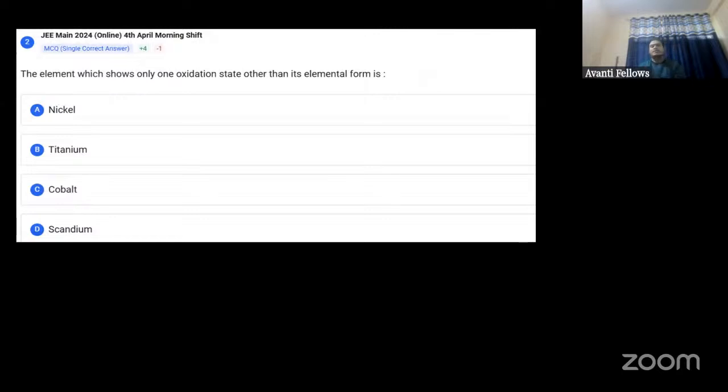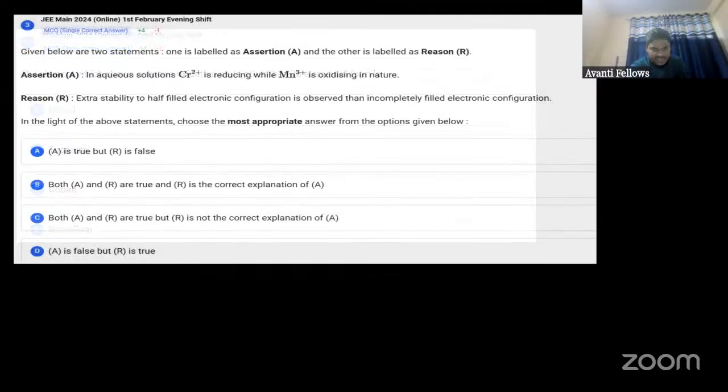Next, the element which shows only one oxidation state other than its elemental form. You need to say the element which shows only one oxidation state. Option D, scandium, right. It's very simple. What does it show? +3. Scandium shows the +3 oxidation state. So only scandium shows only one oxidation state.